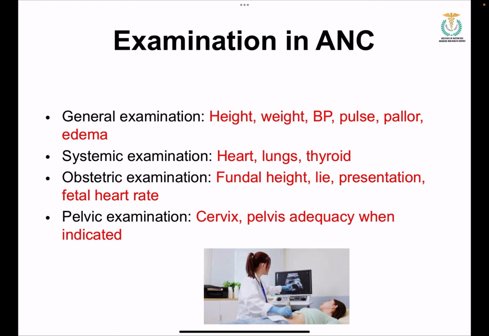That is very important. Initially you do the history taking. The next part is the general examination of the patient, third is the systemic examination, and then the obstetric examination of the patient. In case it is needed, you can go for a pelvic examination. So those are the examinations you should do when the patient comes for the first antenatal care checkup.